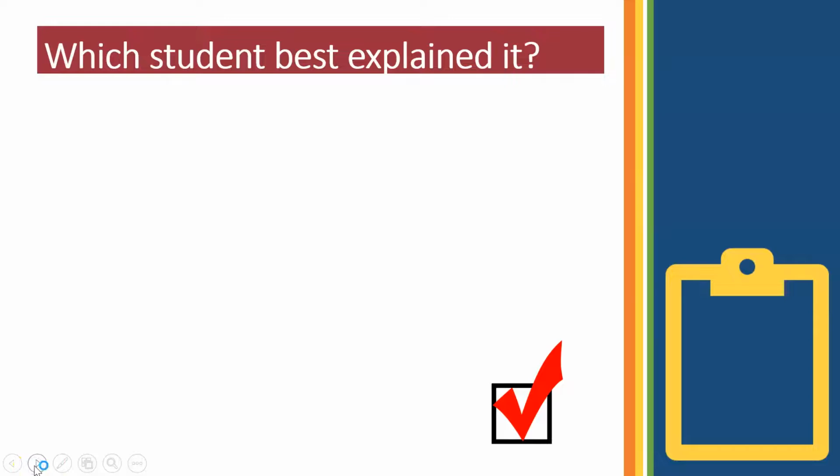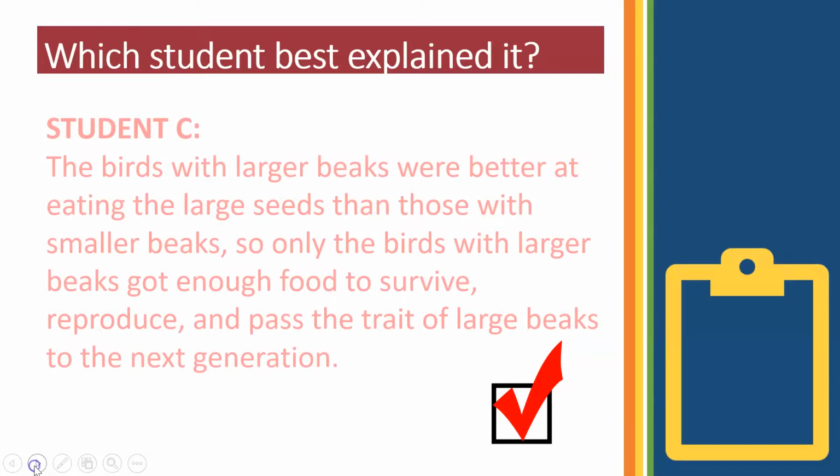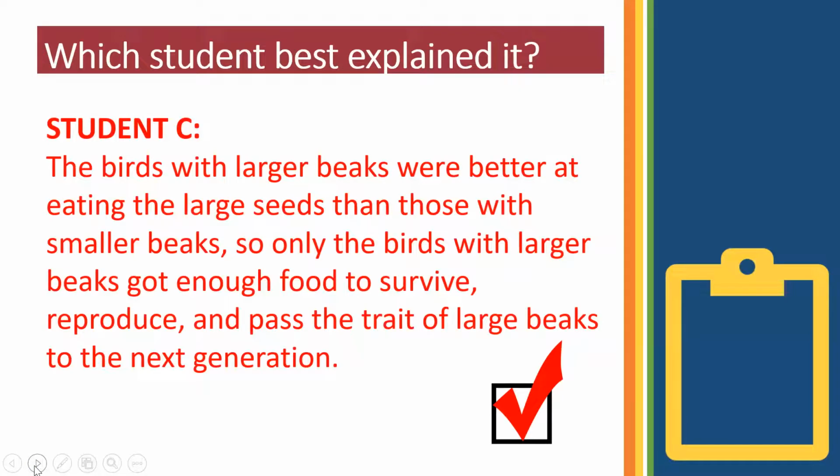So, do you know which student had the best explanation? Take a moment to think of your final answer. You got it. It's student C. This student correctly states that the large-beaked variety was better adapted to find food when the environmental pressure, the weather, changed. So this kind of bird survived, reproduced, and passed on the helpful genetic trait. Take a moment to write down student C's response on your journal slip so that you have it.